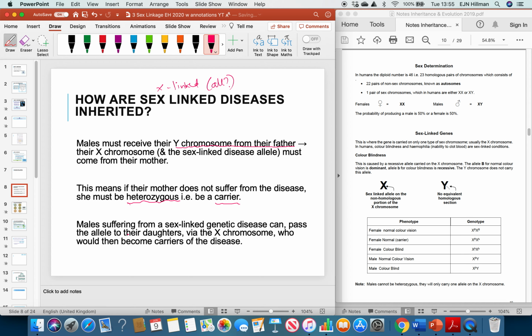Males suffering from a sex-linked genetic disease are able to pass on their allele to their daughters via the X chromosome, who would then become carriers of the disease, assuming that the mother didn't show the phenotype for that particular disease. Now we'll have a look at some examples to demonstrate this.